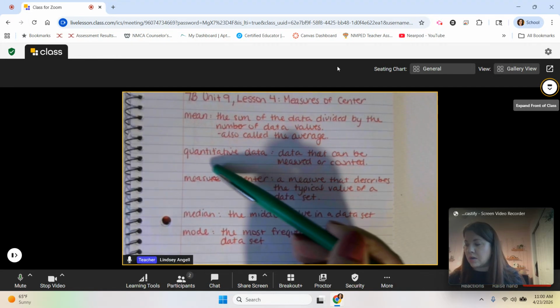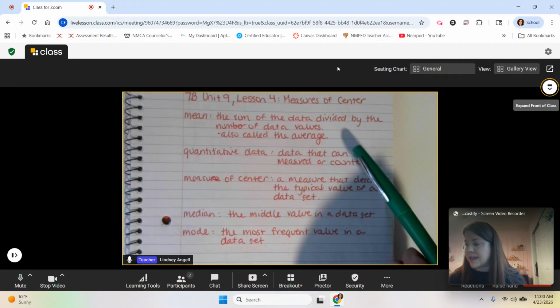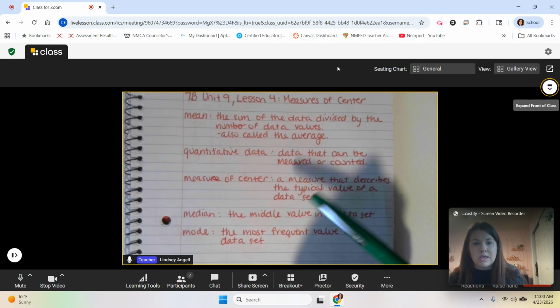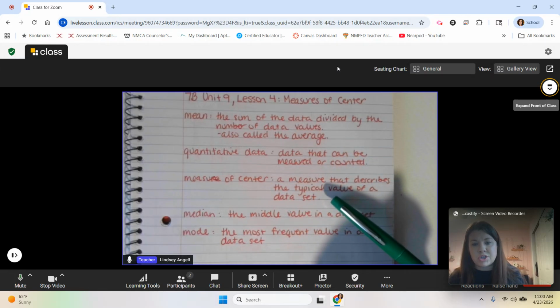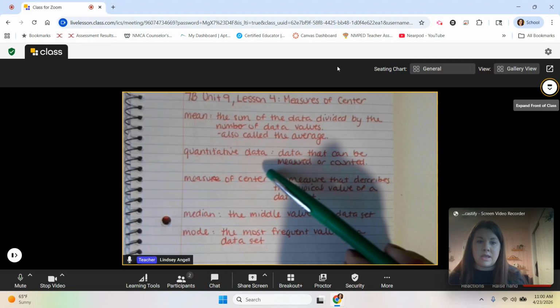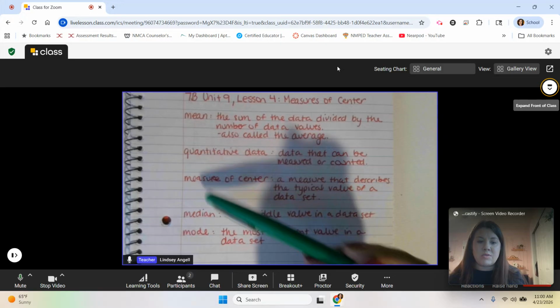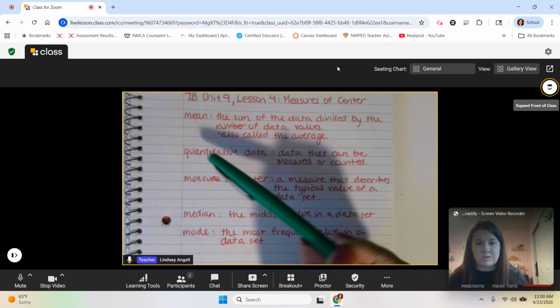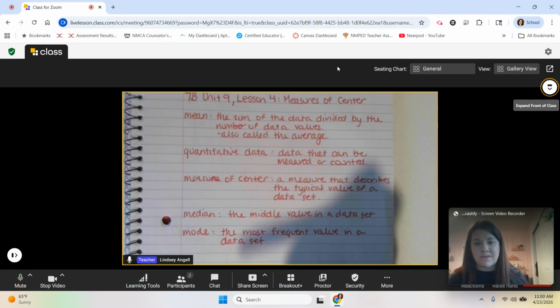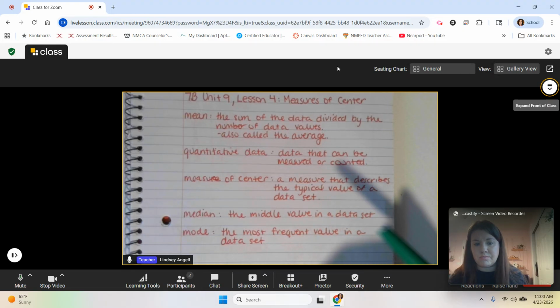So let me start here. Quantitative data means data that can be measured or counted. So data that has numbers involved. Measure of center, a measure that describes the typical value of a data set. And then the terms you probably know already or have worked with in the past, mean, that's the sum of the data divided by the number of data values, also called the average.